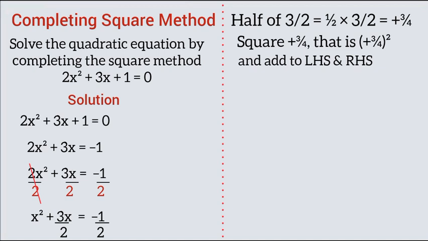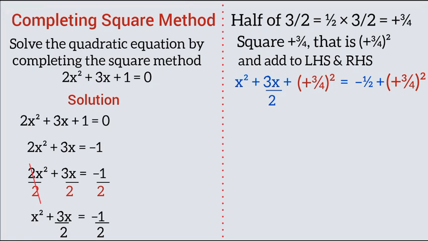of our equation. If we do that, we would get x squared plus 3 over 2x. Now watch. Plus open bracket plus 3 over 4 close bracket squared equal to the right hand side. We are going to have minus 1 over 2 plus now open bracket plus 3 over 4, close your bracket and square. We have added square of half of the coefficient of x to both sides of the equation.